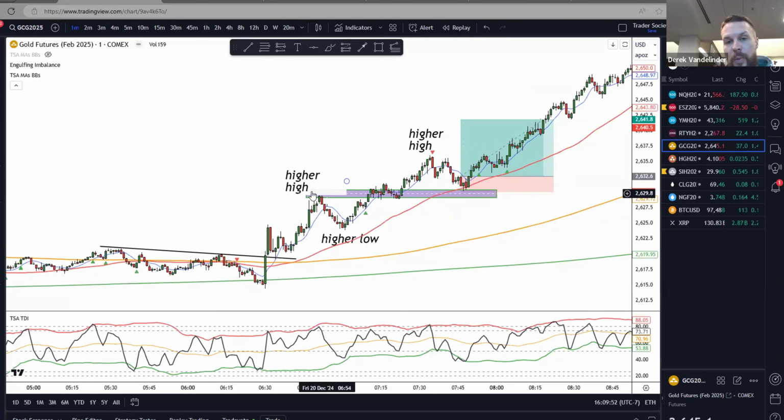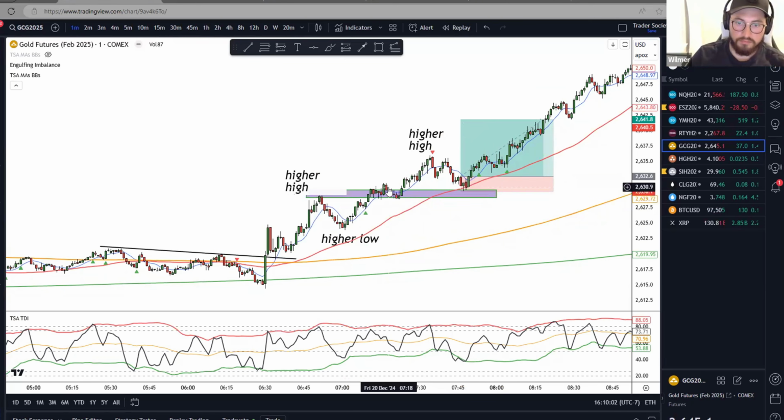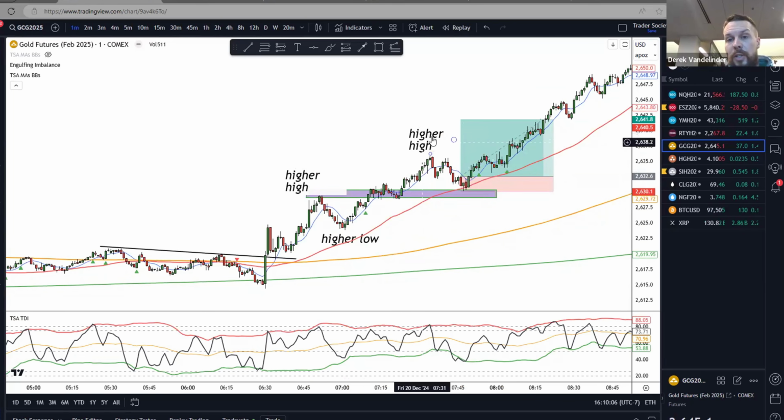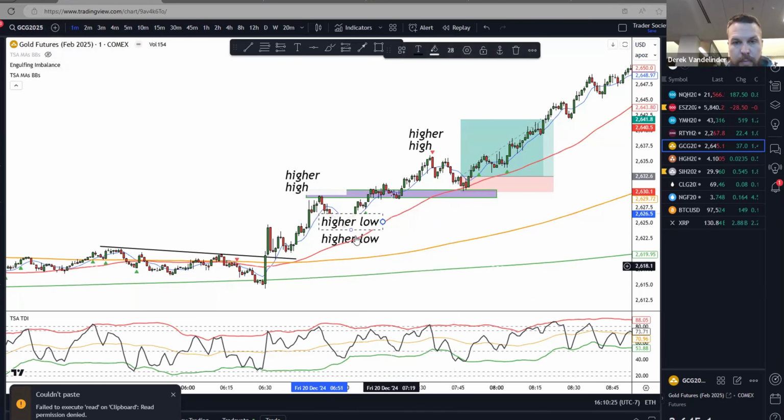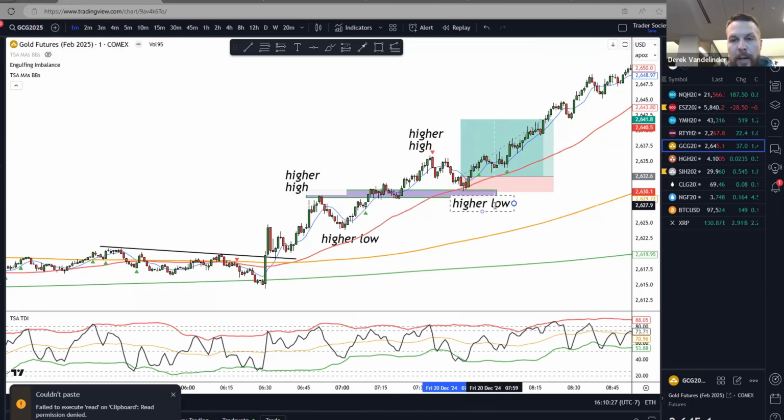Now, what we see here is we have our structure, we have our resistance. We can see that price rejected this area right here. You see this purple box? So it tried to not break this, but it did end up breaking it, creating this new higher high. Now, what we look for when the market's making higher highs is we look for higher lows. So we have a new higher low right here.